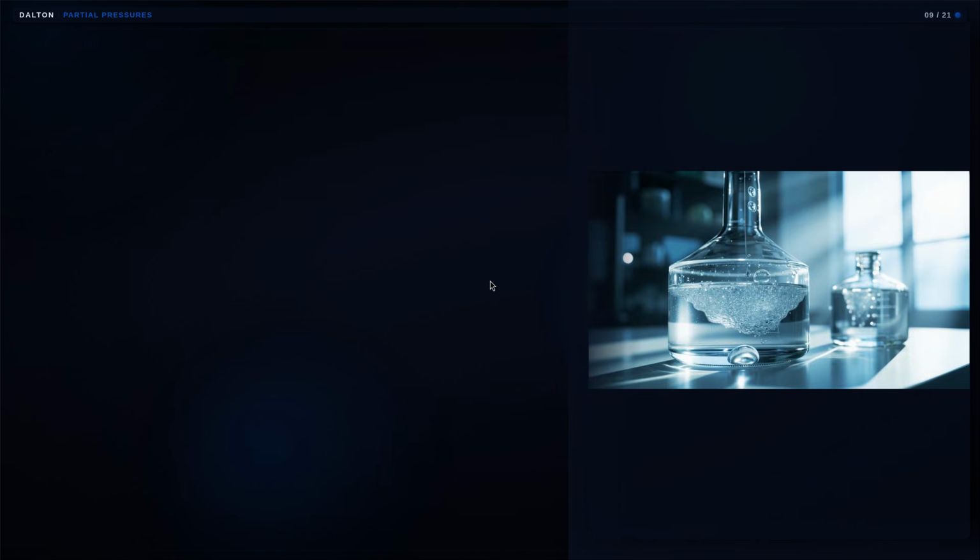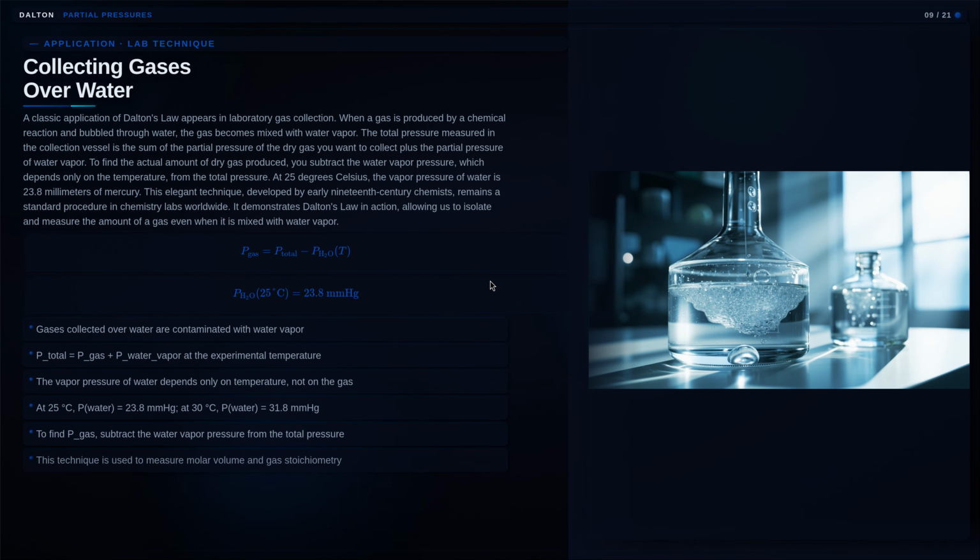A classic application of Dalton's law appears in laboratory gas collection. When a gas is produced by a chemical reaction and bubbled through water, the gas becomes mixed with water vapor. The total pressure measured in the collection vessel is the sum of the partial pressure of the dry gas you want to collect, plus the partial pressure of water vapor. To find the actual amount of dry gas produced, you subtract the water vapor pressure, which depends only on the temperature, from the total pressure.